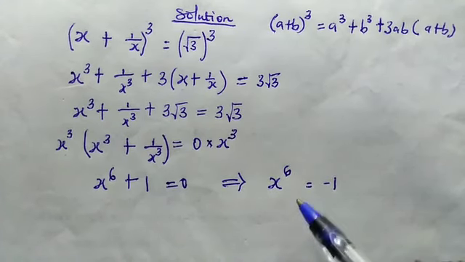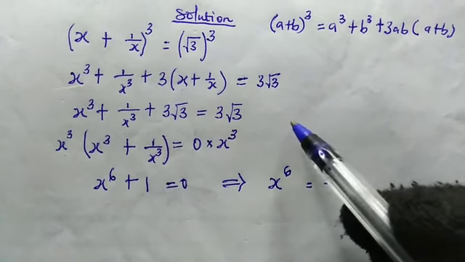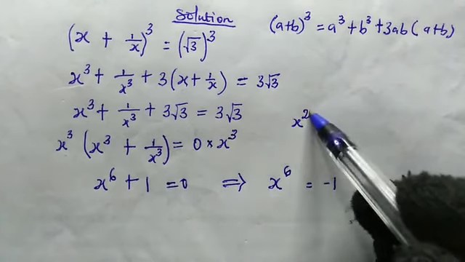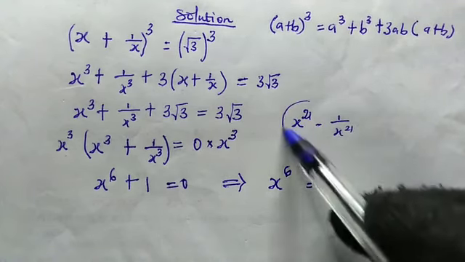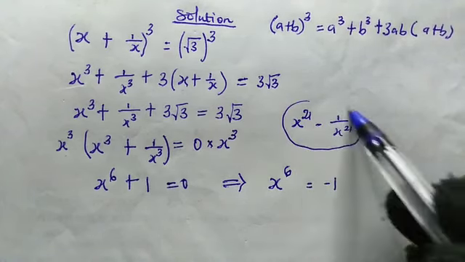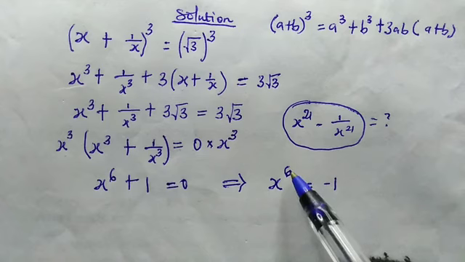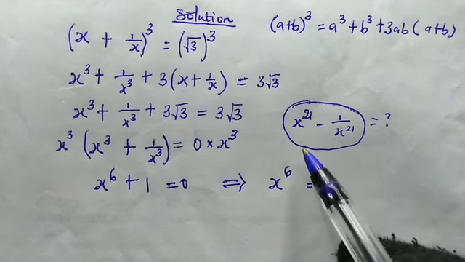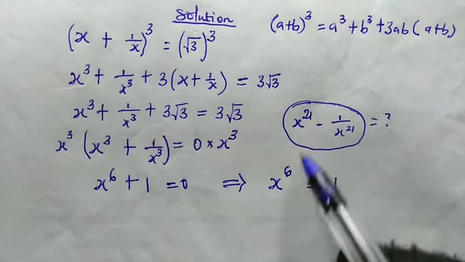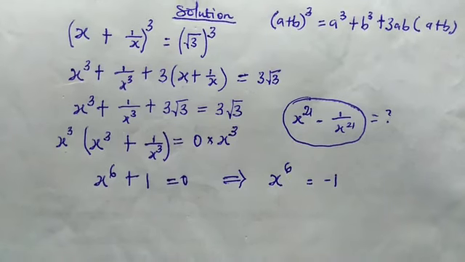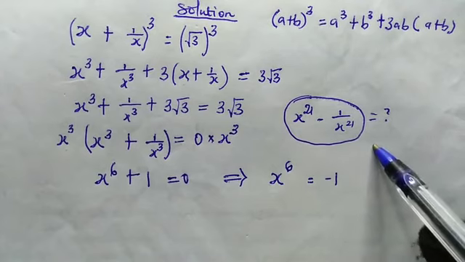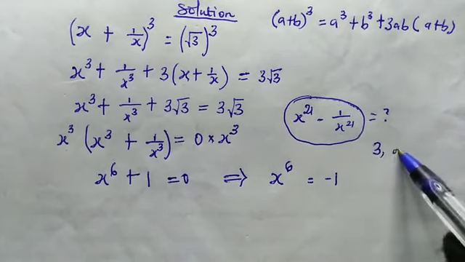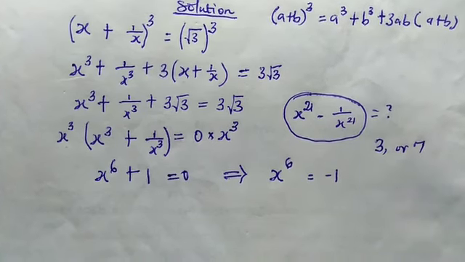But we have a problem. Remember, the expression we are trying to evaluate is x to the power of 21 minus 1 over x to the power of 21, right? But right over here, we have x to the power of 6, and we know that 6 cannot divide 21, right? Like 21 is not a multiple of 6. So what do we do? The only options we are looking to obtain is something like 3 or 7, right? So what do we do?